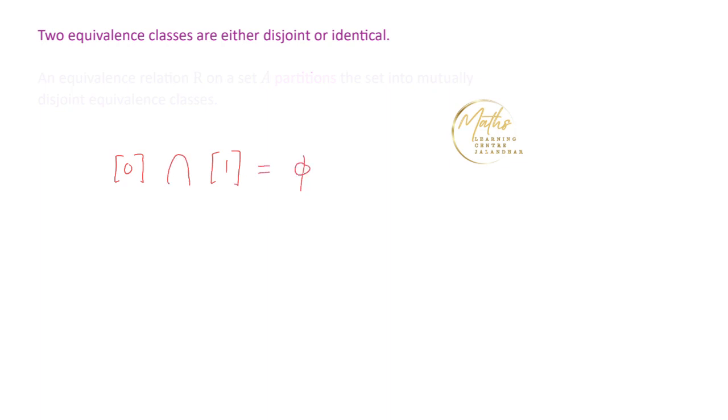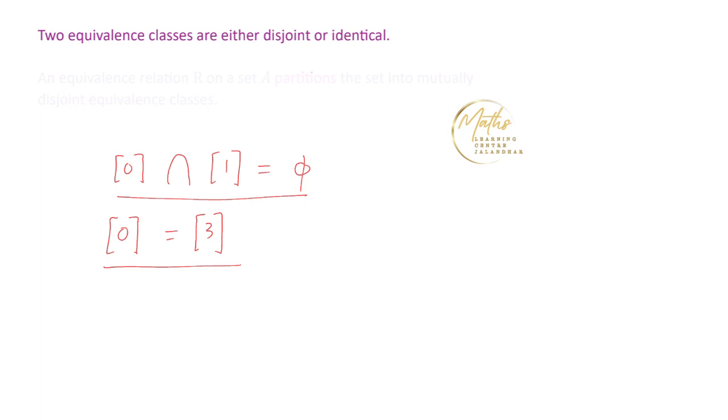So we have 2 results over here. First is that 2 equivalence classes are either disjoint or they are identical. This we have seen: if we talk about the equivalence class of 0 and the equivalence class of 1, their intersection is empty. If we talk about the equivalence class of 0 and the equivalence class of 3, these two are equal. So if we consider 2 equivalence classes, either they are disjoint or they are identical.